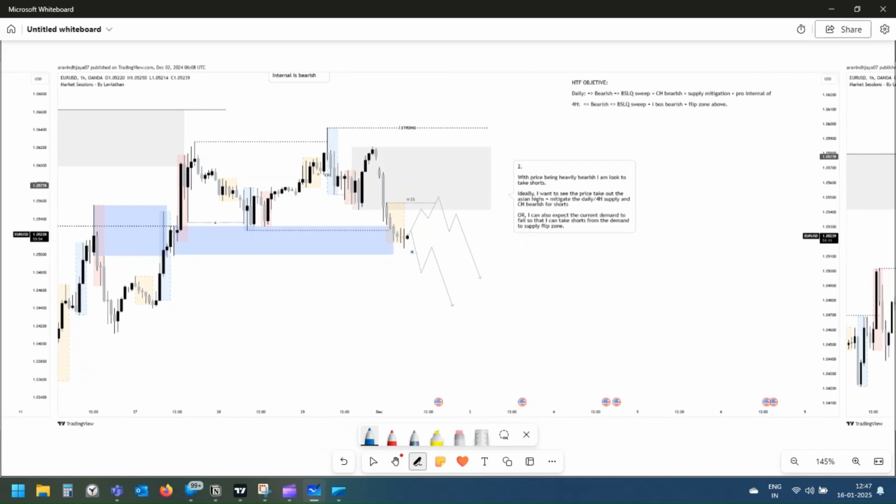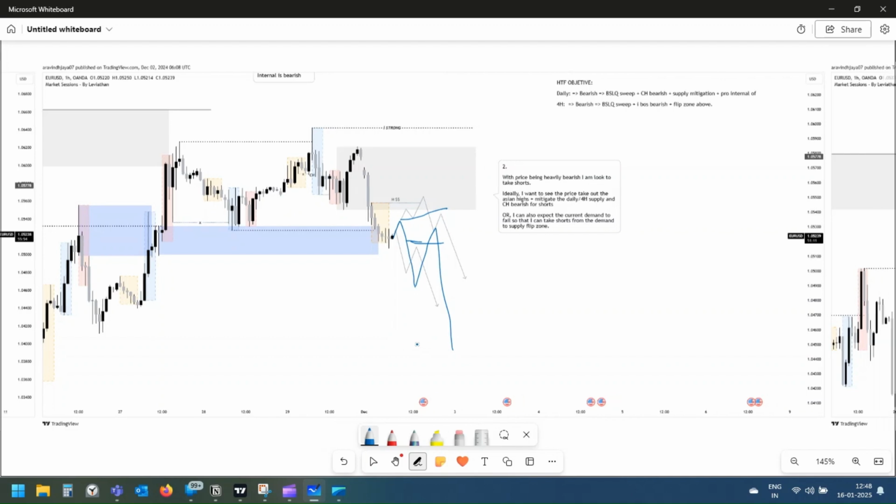Price had mitigated into this H1 demand. Now what I can expect is a small bullish reaction to trap the buyers who are on the wrong side of the market and then push down, or price can just push directly down, create a small reaction and then push down, which can create a flip zone. Then I can look for shorts from this flip zone and continue taking shorts till the price reaches the swing low. That was the game plan.